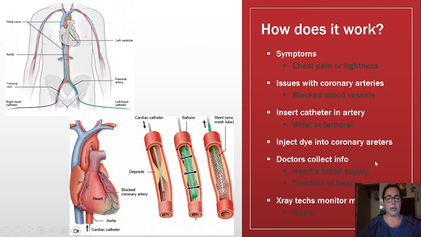When that is done, the doctors will collect information about the heart's blood supply or the function of the heart. As X-ray techs, we monitor the machine and we'll do the fluoro images. Down here below, you can see the deposits, and then they'll insert the catheter here and put a stent in, which helps open the arteries.